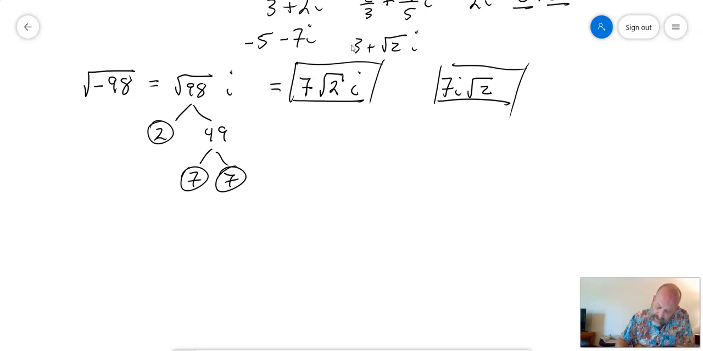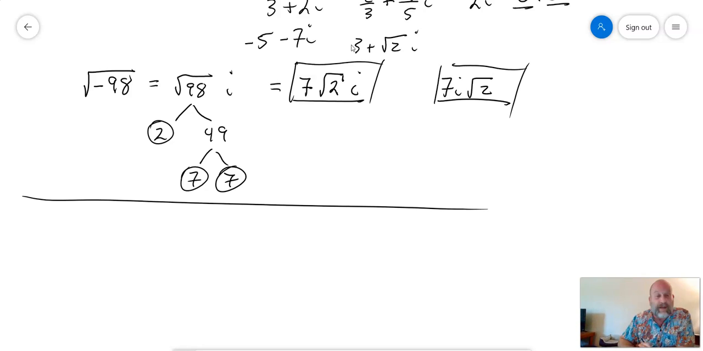Now, looking at the next one, in fact, you should probably pause when I write this down and see what you can come up with on your own. So let's see what you can do with the square root of negative 60. Go ahead and pause it. Okay, you've had your chance. Now let's take a look.